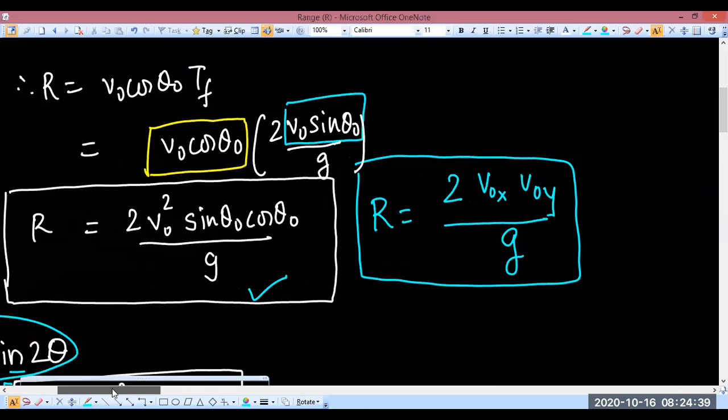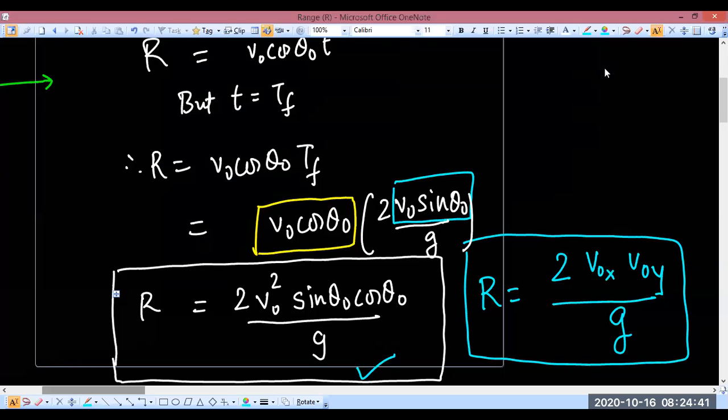Yeah, so which formula to remember for range? All of these.